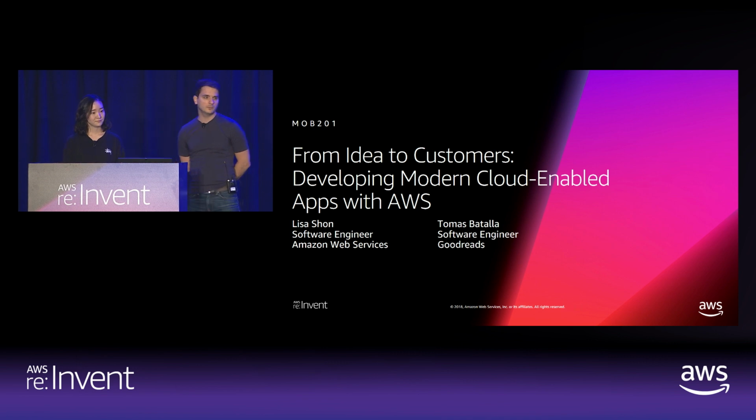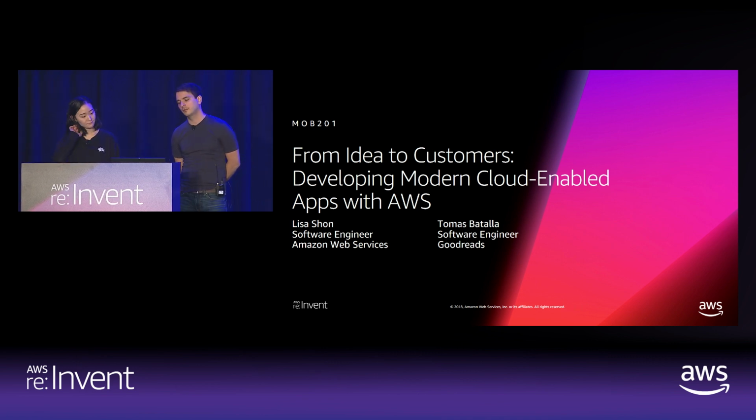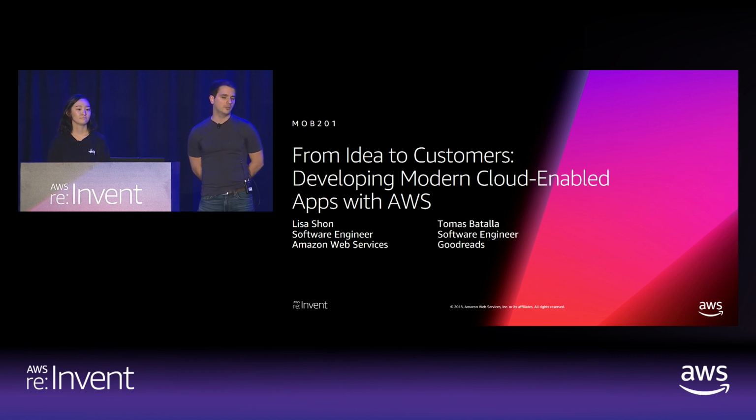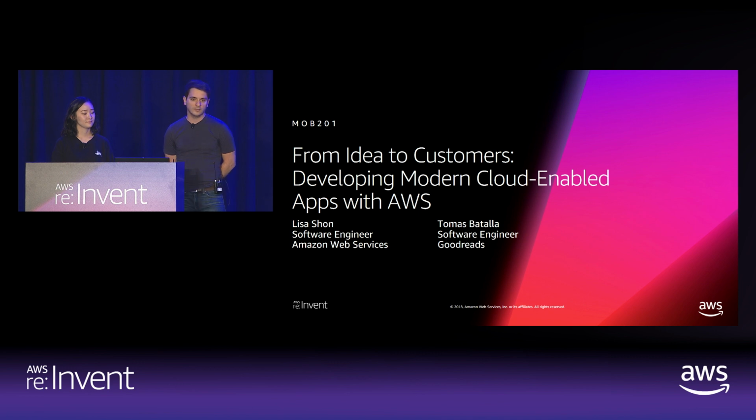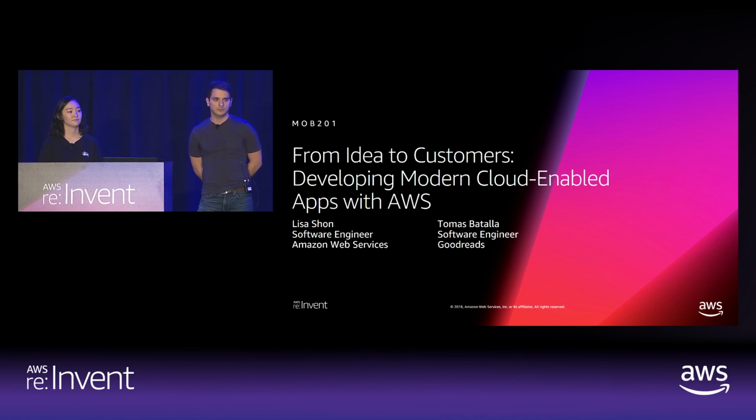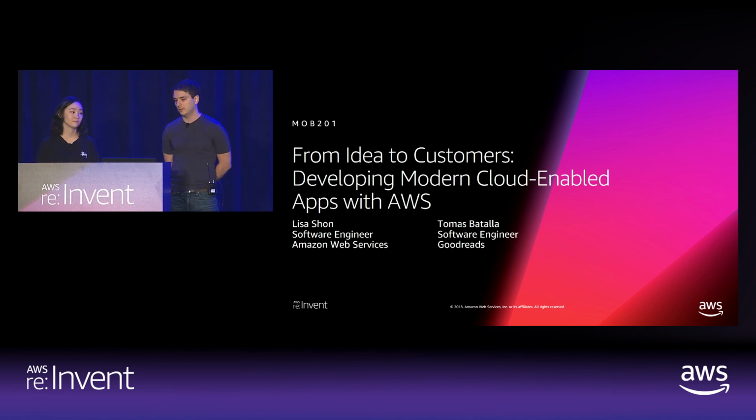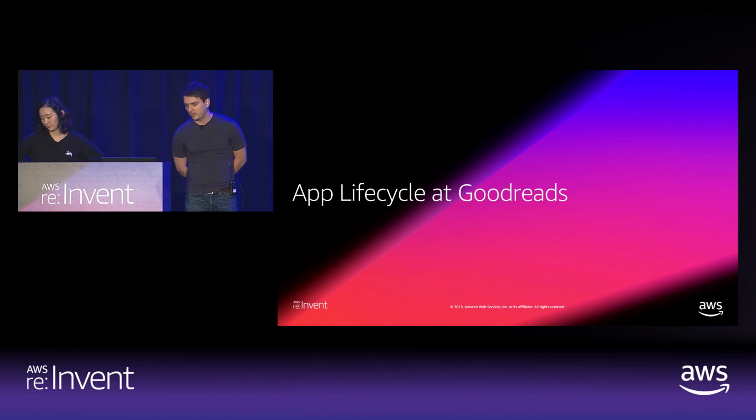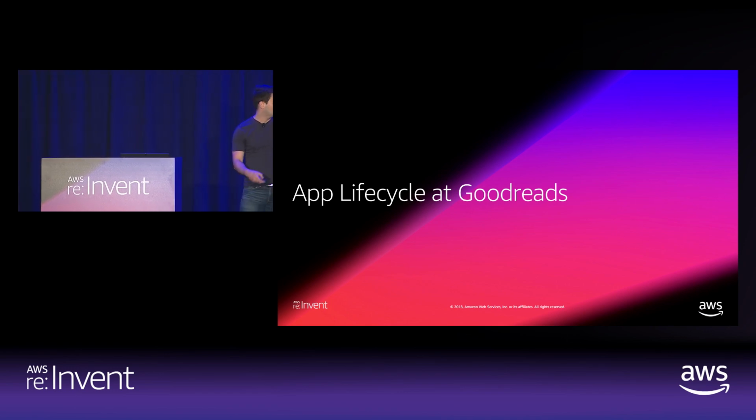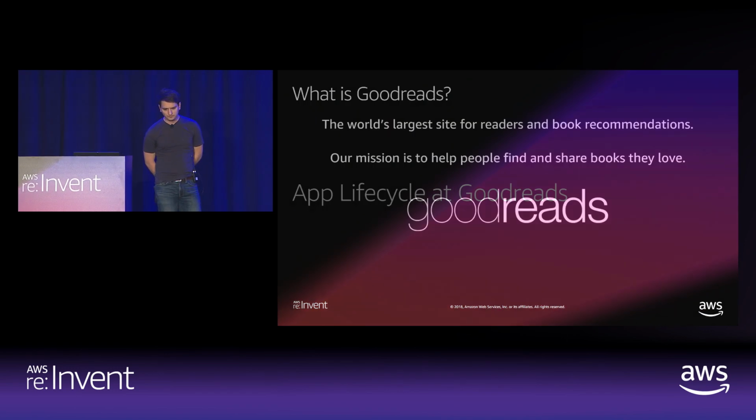I'm Tomas Bataya. I'm a software engineer at Goodreads. I've been at Goodreads for over 3 years, working on roles in the front end, back end, and currently the iOS team. So in this session, we're going to show you how we at Goodreads go from idea to customers with one of our recent app features. And then Lisa, in the second half of the session, will show you how you can do the same thing using AWS technologies. So let's get right down to the app lifecycle that we have at Goodreads.